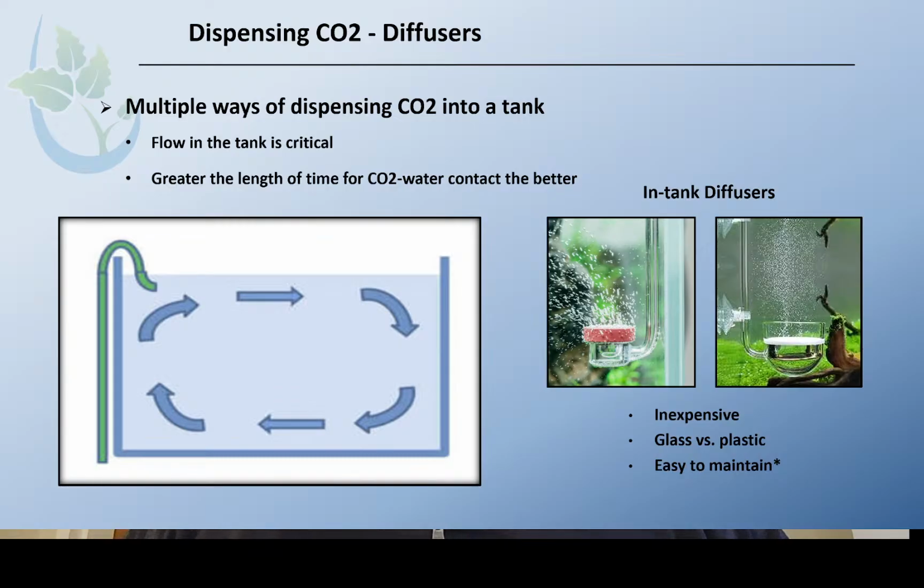These plastic ones are all over the market. They're very inexpensive, and they come in different sizes. So the larger the tank, you want a larger one, right? A small tank, drop it down to a small nano size diffuser. Easy to use. Now, where do you put these diffusers? Who can tell me where you put the diffuser?